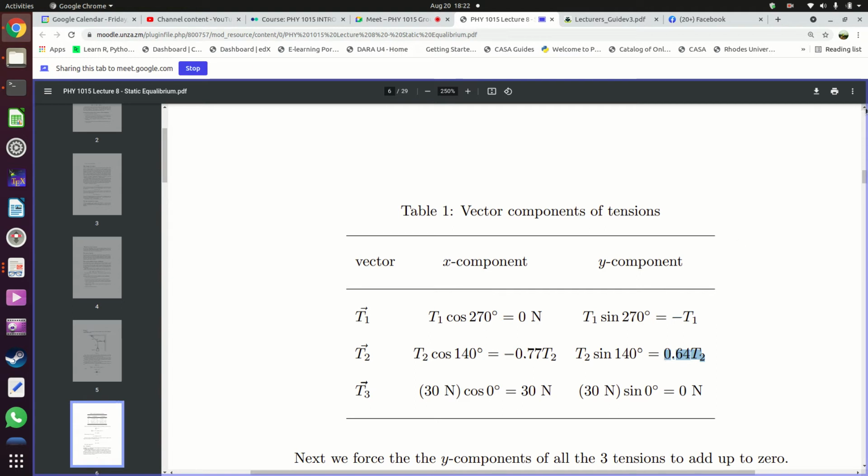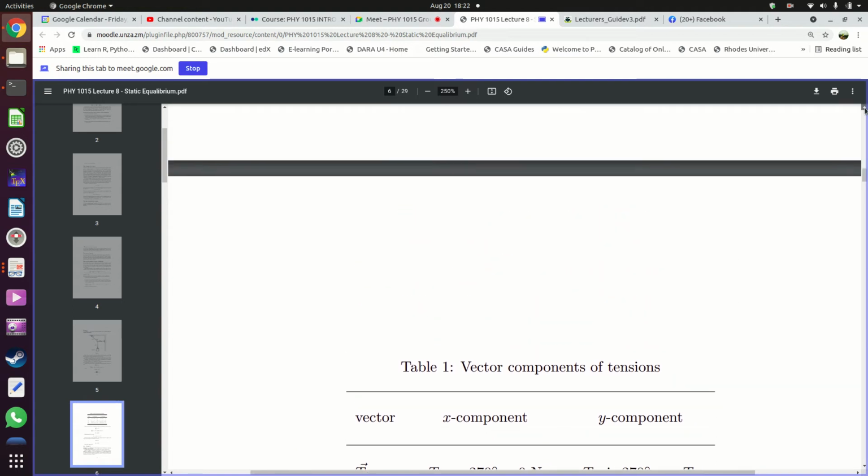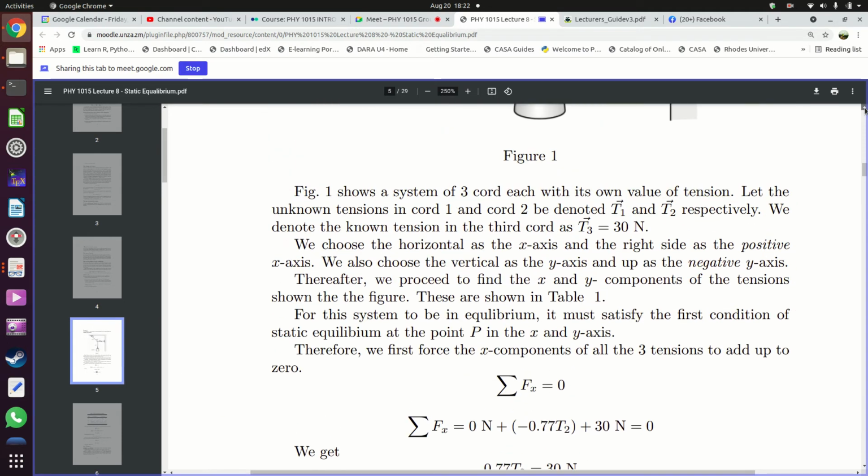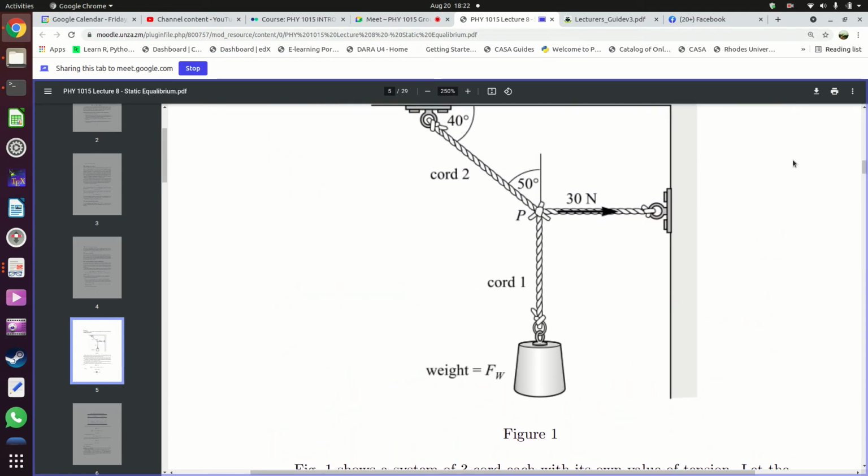Next, we move to T3. So T3 is the tension which is going to be in this rope. Since this one is cord 1 and this one is cord 2, we can call this one cord 3. So the tension in this rope is going to be T3, and we know how much T3 is. T3 has a size of 30 newtons.